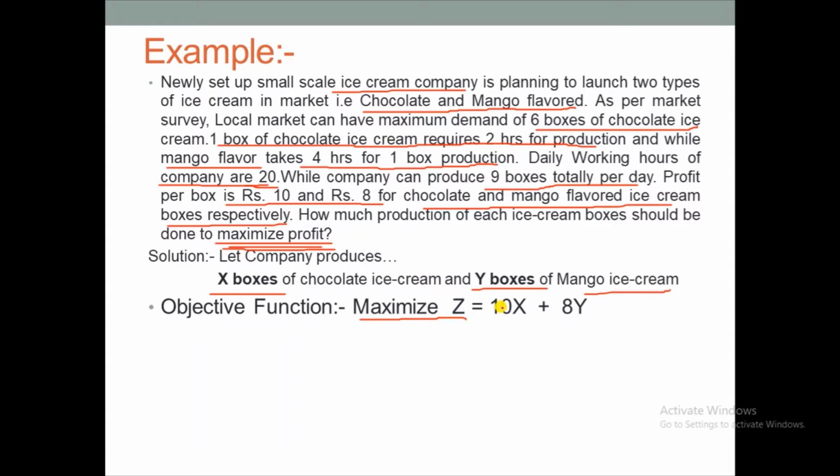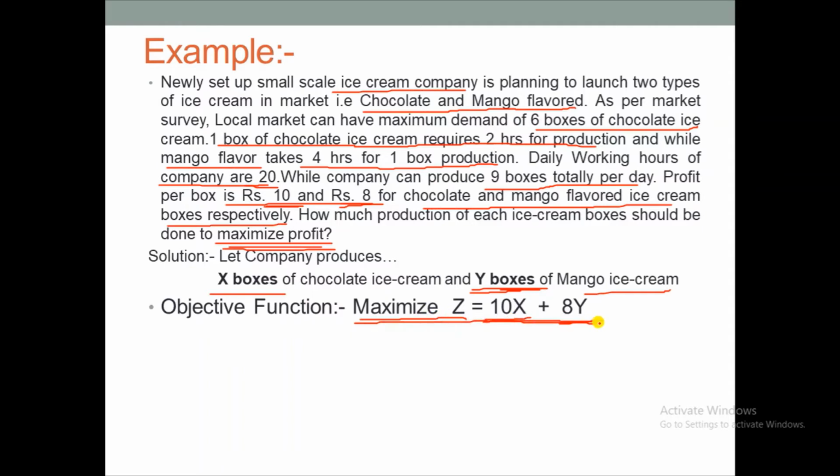So maximize Z. Now a single box of chocolate ice cream gives a profit of rupees 10. So there are X number of boxes, so the total profit is going to be 10x. Similarly, a single mango flavored ice cream box, when sold, gives a profit of rupees 8. We have Y number of boxes, so one box profit is rupees 8, Y boxes profit will be 8y, and the total profit is going to be 10x plus 8y. 10x for chocolate flavored ice cream, 8y for mango flavored ice cream. So this is going to be the objective function for the particular problem.